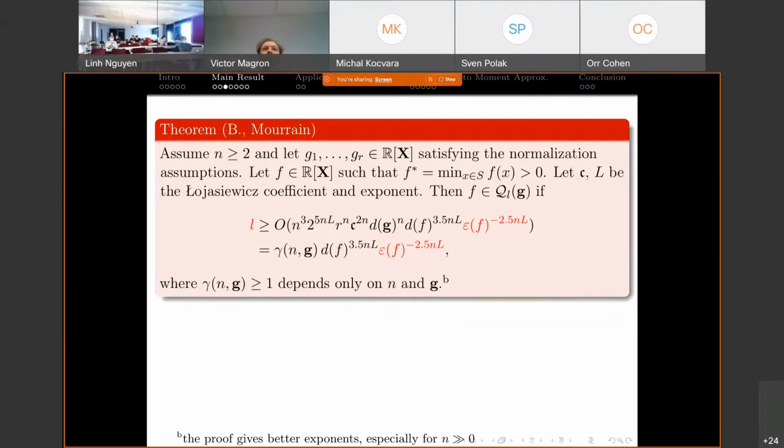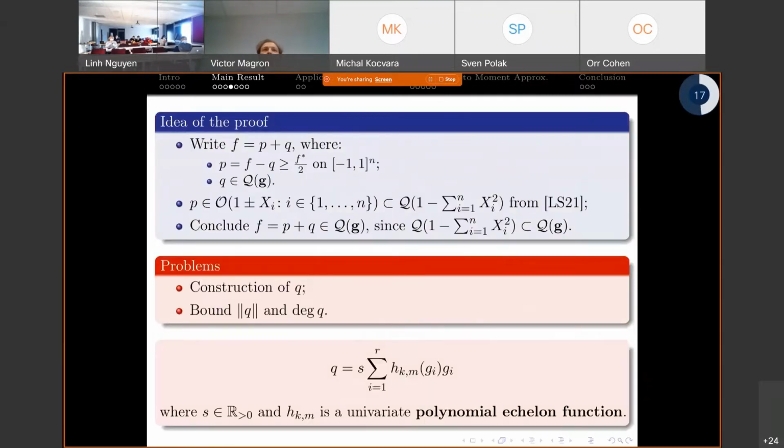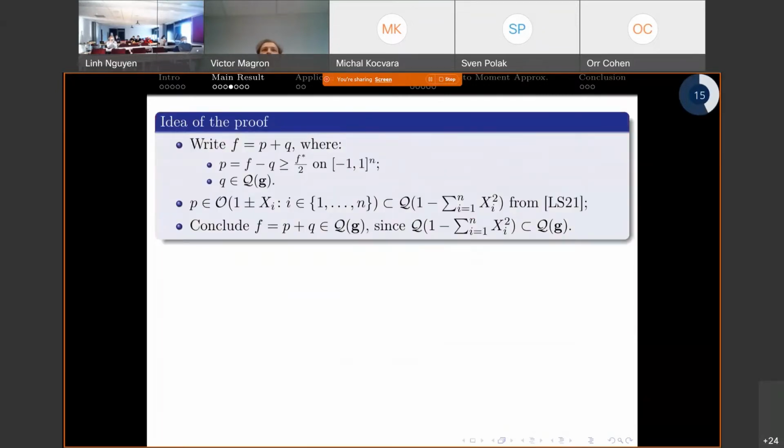Okay, so I can go on. Sorry, I was here. Okay, so we have our p. We want to construct such a p which is bigger or equal than f star over 2, let's say, on the hypercube. And we want the q that we use to construct such a p to be in the quadratic module of the g_i's.